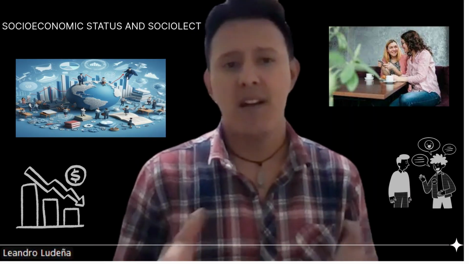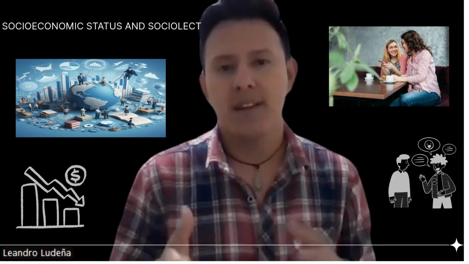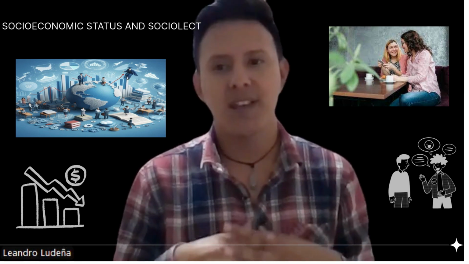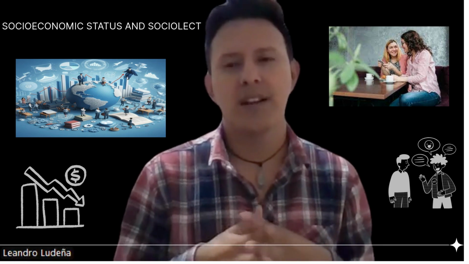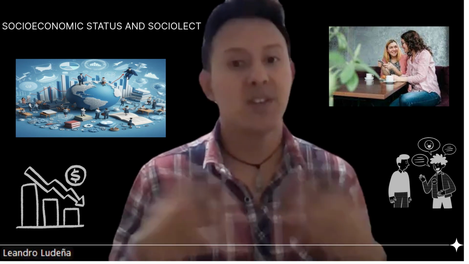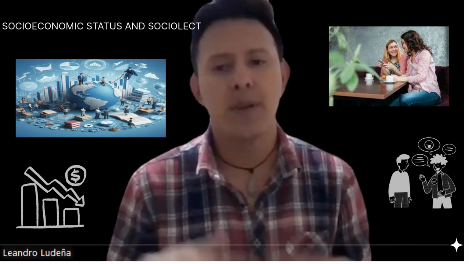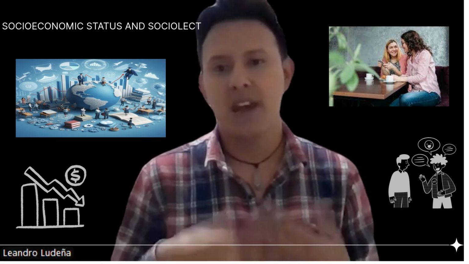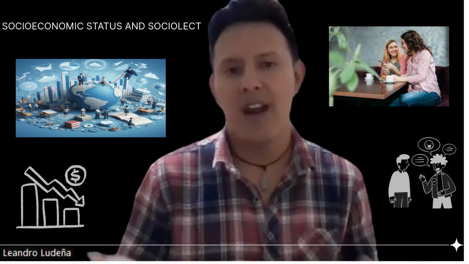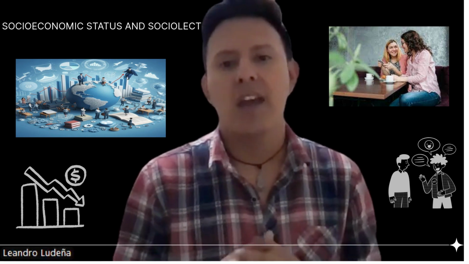Socioeconomics. Let's start with socioeconomic status. This basically refers to the economic and social conditions in which students live, and it can significantly impact their English learning. For example, some students may have access to books, apps, or even private lessons, giving them more opportunities to practice and learn new vocabulary.